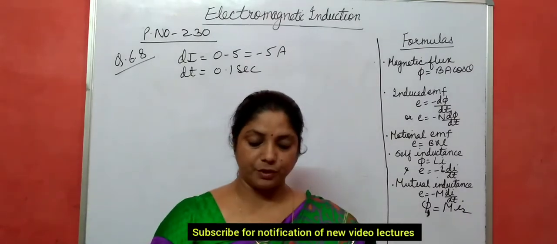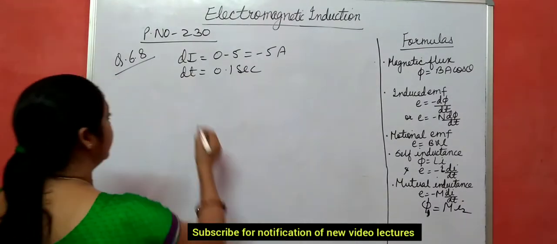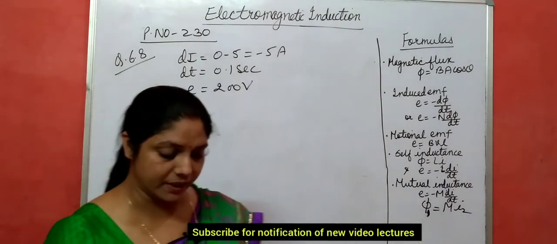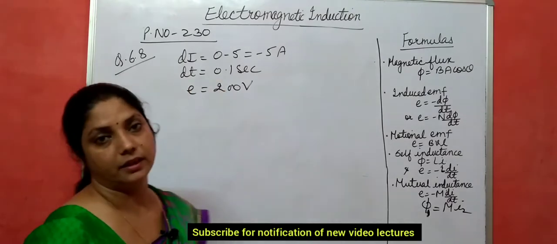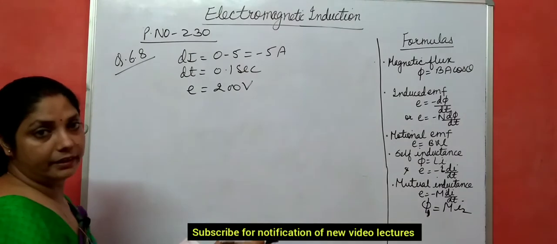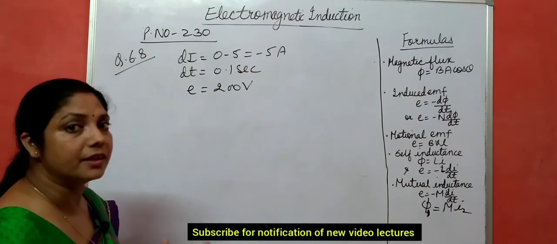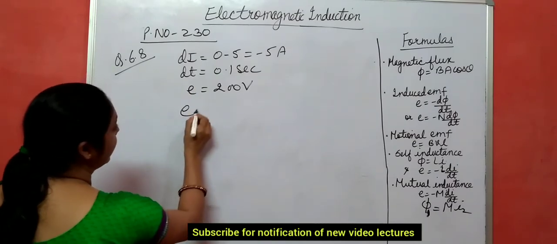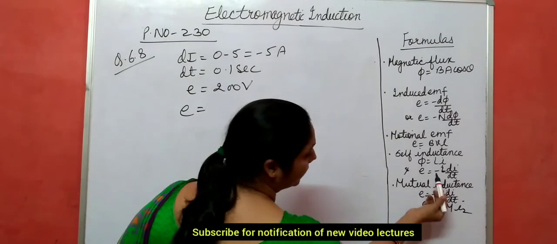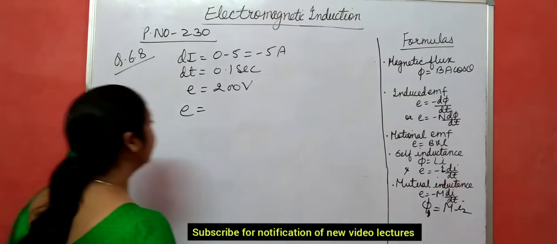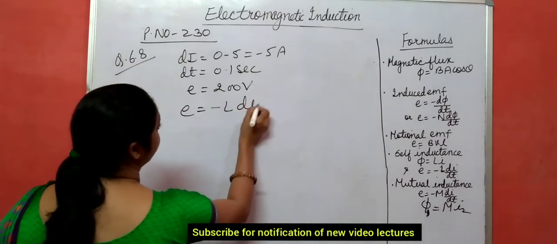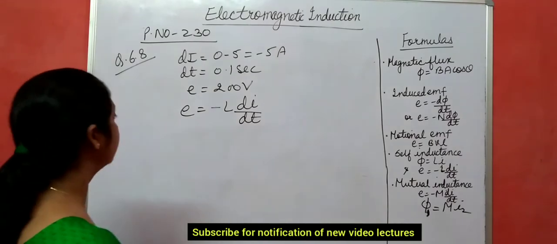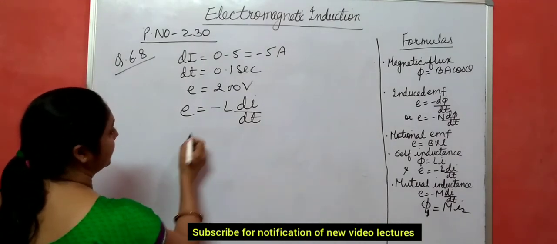If an average EMF of 200 volt is induced, give an estimate of the self-inductance of the circuit. Whenever there is a change in current, the magnetic flux linked with that coil changes and EMF is induced. And induced EMF is given by what? From Faraday's law, E equal to minus L di by dt, right? Now you have to find the inductance of this circuit. It means L.